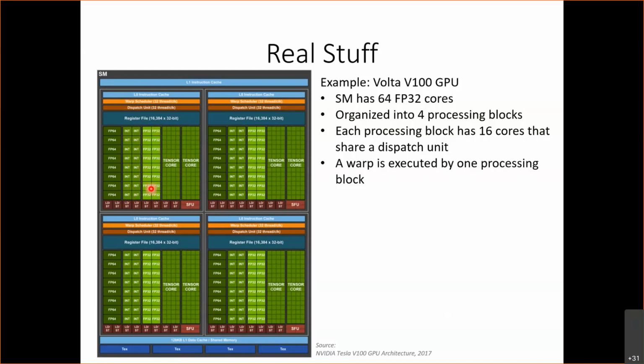Doctor, I have a question. If we said that one warp is executed by each processing block, can you get multiple warps running on the same block, on the same core? Yes, and you actually should do that, and I'll talk about that later. I said a warp is executed by one processing block, but I don't mean only one warp is executed by one processing block. Each processing block is going to execute multiple warps.